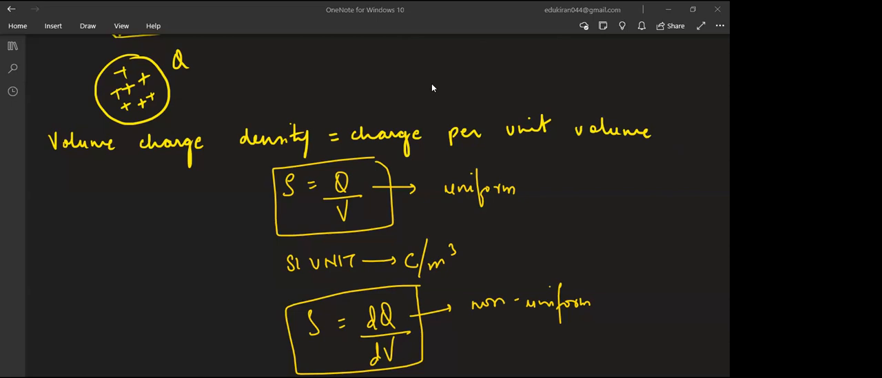D is when we write differentiation. You must have used it in differentiation. Like if we write velocity, velocity is dx over dt. This is differentiation.